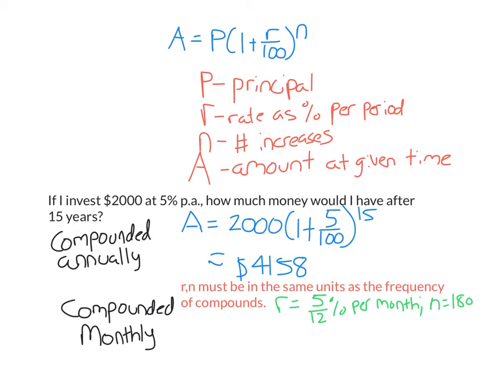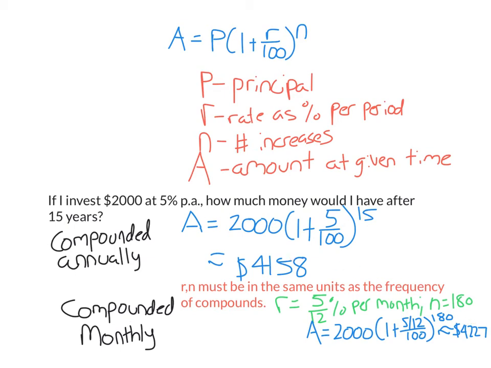So if it was compounded monthly, this is the formula we'd use. We'd go A equals 2,000. The initial amount's still the same, but R we'd change to 5 over 12. So it's R over 100 to the power of N, like this. So if I now put all of this on my calculator, again, I'll do it to the nearest dollar, I get about 4,227. So you can see if interest was compounded monthly, I have slightly more money in my account than when it was compounded annually.